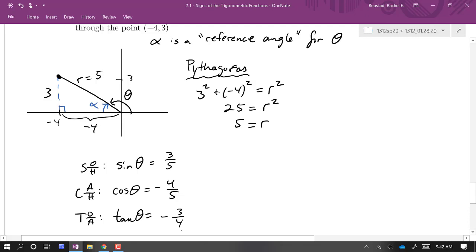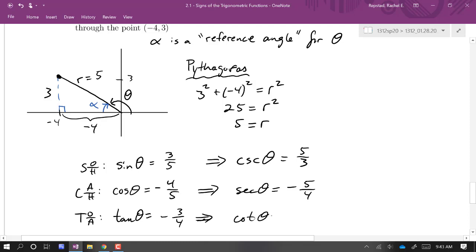They said find the values of the trig functions, so we actually want to get the other 3 as well. What's the reciprocal of sine? Cosecant. So cosecant theta is 5/3. Secant theta is negative 5/4. And then cotangent theta is negative 4/3.